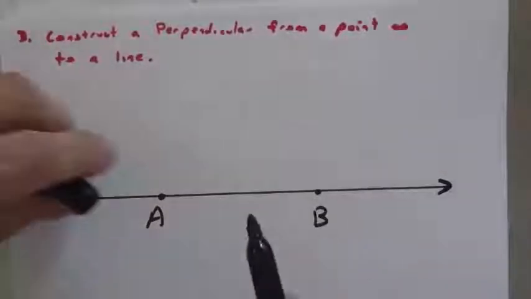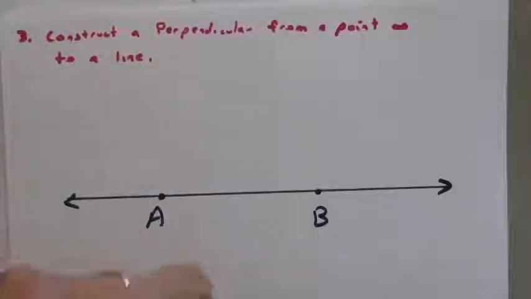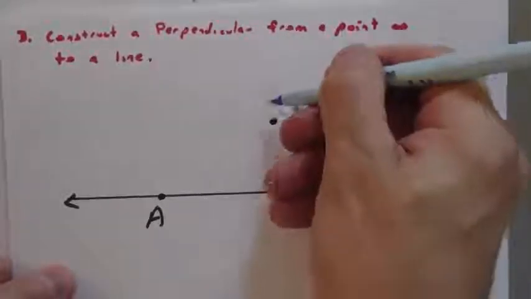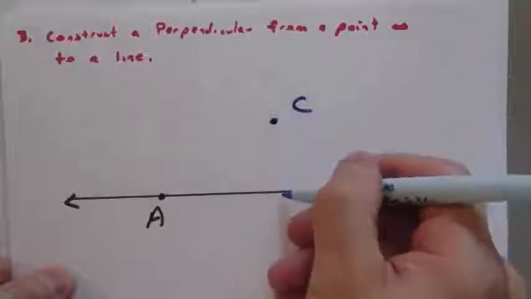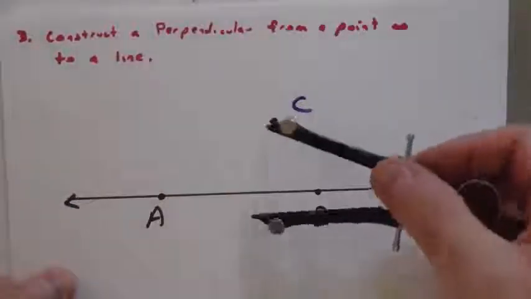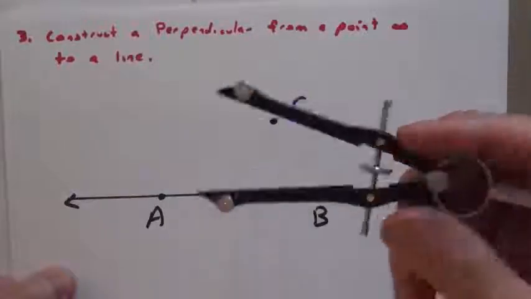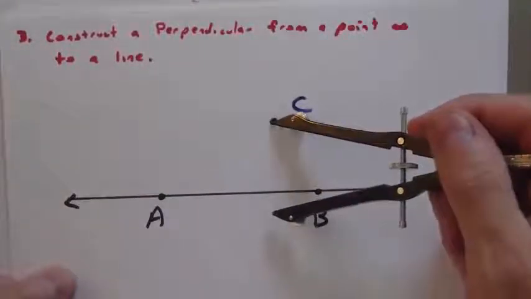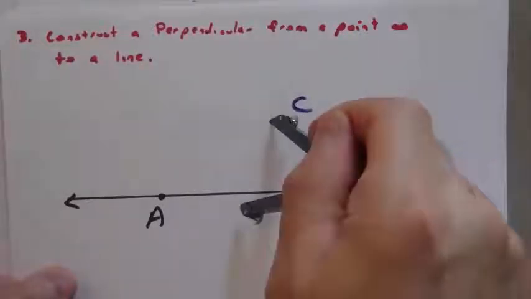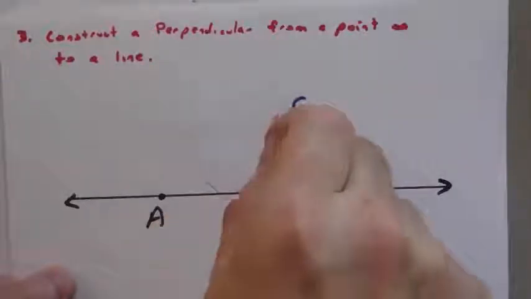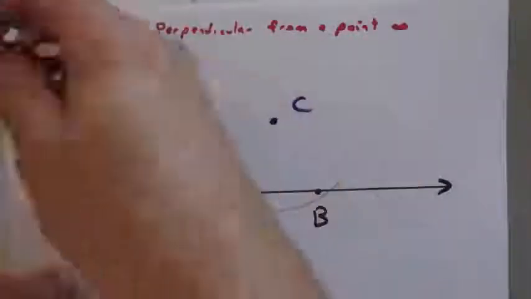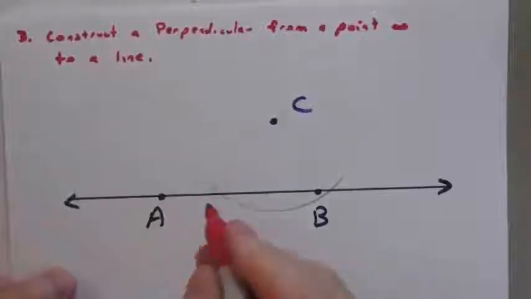Now you pick a point arbitrarily anywhere that's not on a line. Like here, here's a C. And we're going to make a perpendicular from this point to that line. This is real easy. All we have to do is set the compass so that it's longer than the shortest distance from the point C to the line AB. And just draw an arc. Okay. And then we mark the 2 points.